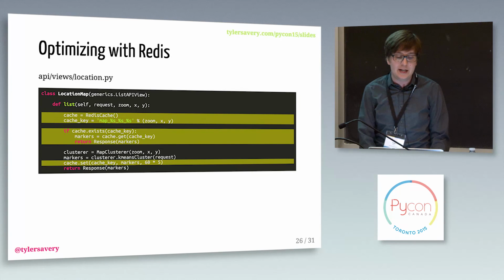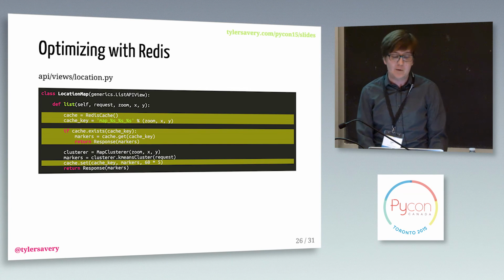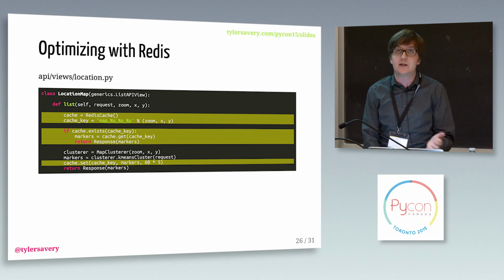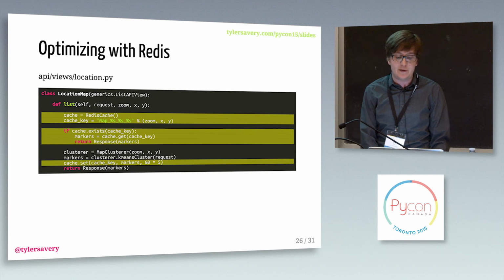You basically install Redis. You make the key something like map_zoom_x_y. If that cache already exists, it sends it back right from Redis without having to hit the database. If not, it does the normal process and then saves that to cache for 5 minutes or whatever time you want.